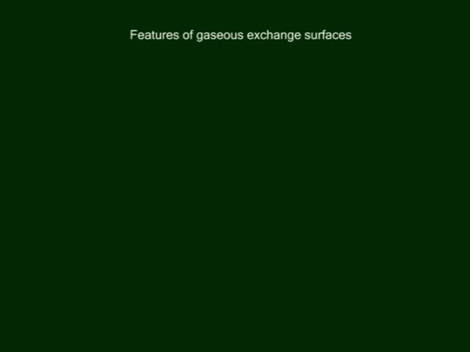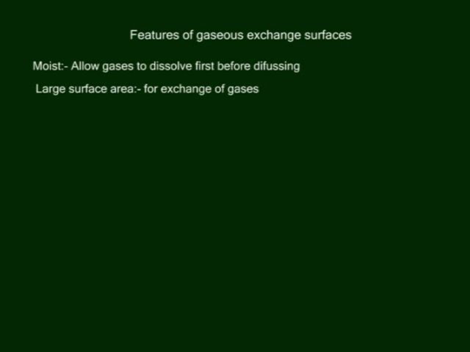Gaseous exchange surfaces exhibit important features that facilitate diffusion of gases. They are moist, which allows gases to dissolve before diffusing in or out. They have a large surface area for gaseous exchange. They have a thin membrane for quick and efficient diffusion.